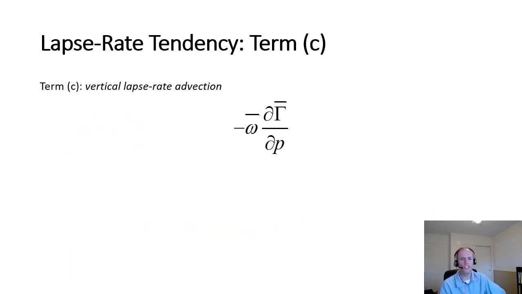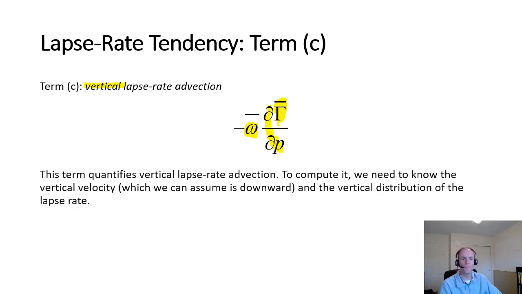So let's go to term C. This one's still relatively straightforward. It is a vertical lapse rate advection. So we have a vertical velocity and we have a change with respect to pressure of the lapse rate that we see here. One of these days I'll probably get a little bit better at drawing with this highlighter, but I hope you get the idea from what I'm doing here.